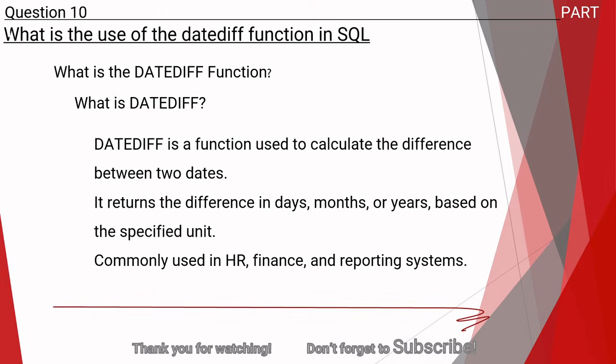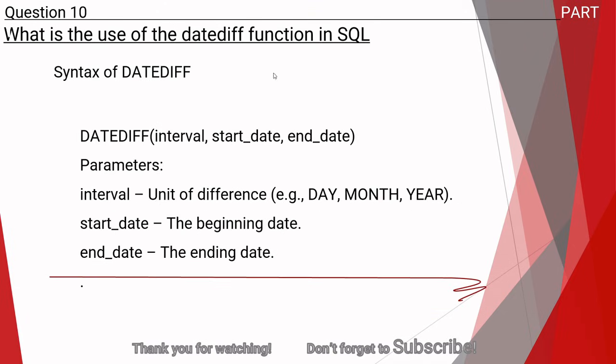It is useful in various applications such as calculating employee tenure, project durations, or age from a birth date. The syntax of Datediff function requires 3 parameters. The first is the interval which defines the unit of difference like days, months, or years. The second and third parameters are the start date and end date.